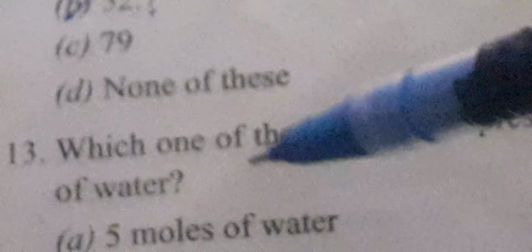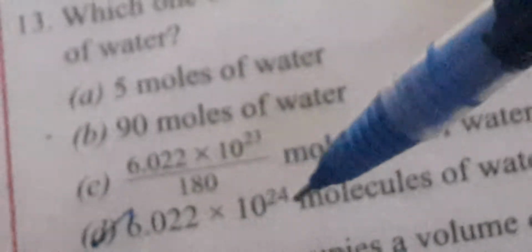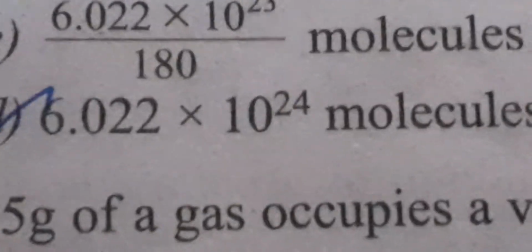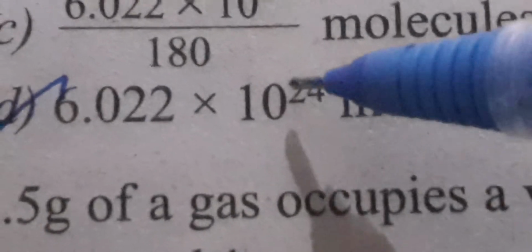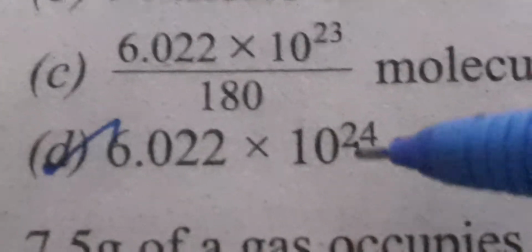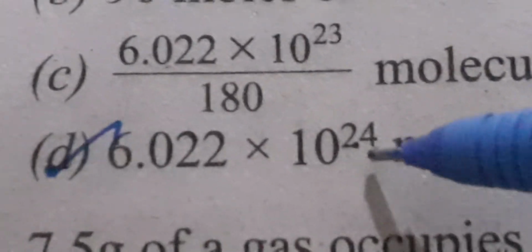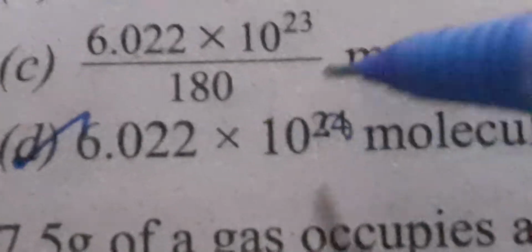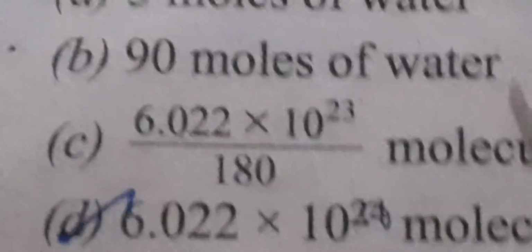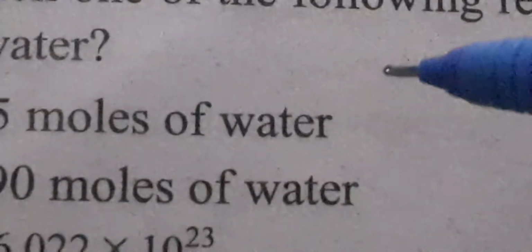Next, which one of the following represents 180 gram of water? 1 mole of water is 6.022 into 10 to the power 23 molecules of water. Why has 10 to the power 24 been given here? The mass of 1 mole of water is 18 grams, so 10 moles of water has a mass of 180 grams, okay. Next.